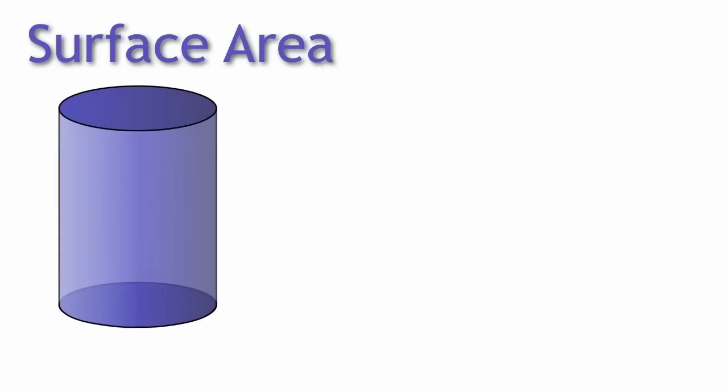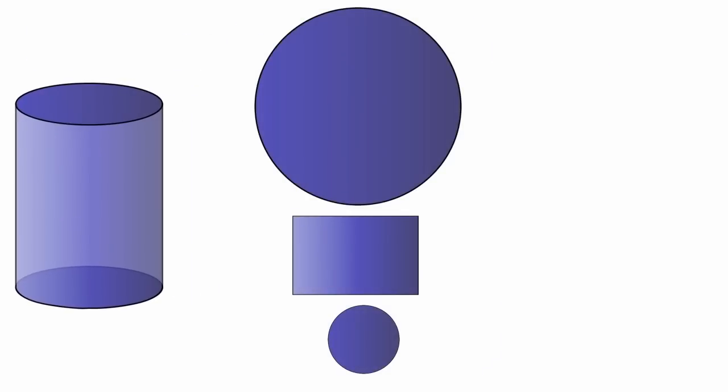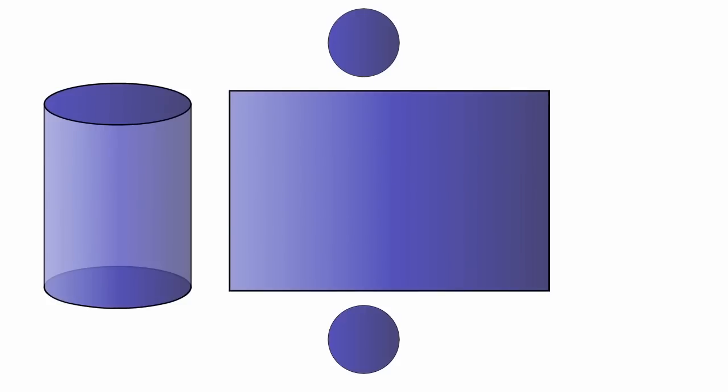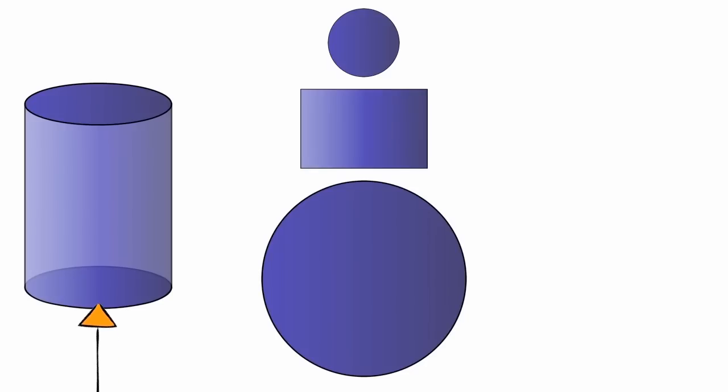Okay, so to work out the surface area of a cylinder, I need to open it out so I can see the net. So I'm going to have a circle, which is going to be this where that side's come from. I'm going to have a rectangle, which would have been this side flattened out. And then I'm going to have a second circle, which is the same as the top one, if this is a cylinder, from the bottom. Okay, it's going to be down here.